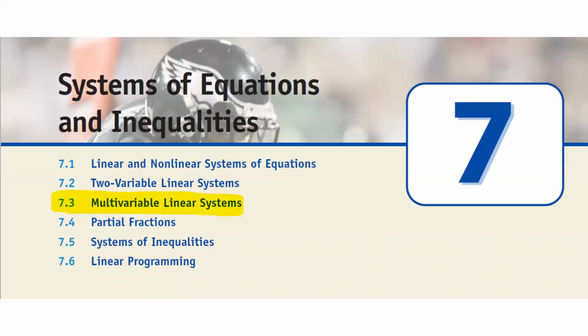So we got 7.3 multiple variable linear solutions. What in the world is that? All right, it just means we're gonna have a whole bunch of them. So if you want to put on the title here, go for it. Put on the title 7.3 multivariable linear solutions.